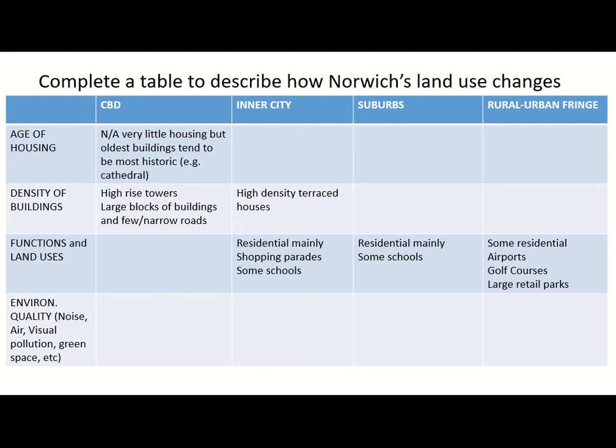So what I'd like you to do is, based on what we've seen and based on some of the information that follows, which I'm going to just present to you and then not really say much, to help you fill out this table, I'd like you to try and complete a characteristics table, a land use table for Norwich, for these factors. So for the CBD, the inner city, the suburbs, I've put inner and outer together there, and the rural urban fringe, I'd like you to try and figure out as much as you can the age of housing, the density of buildings, the functions and land uses that you can see, and the environmental quality. Is it going to be noisy? Is there going to be air pollution? Is there lots of green space?